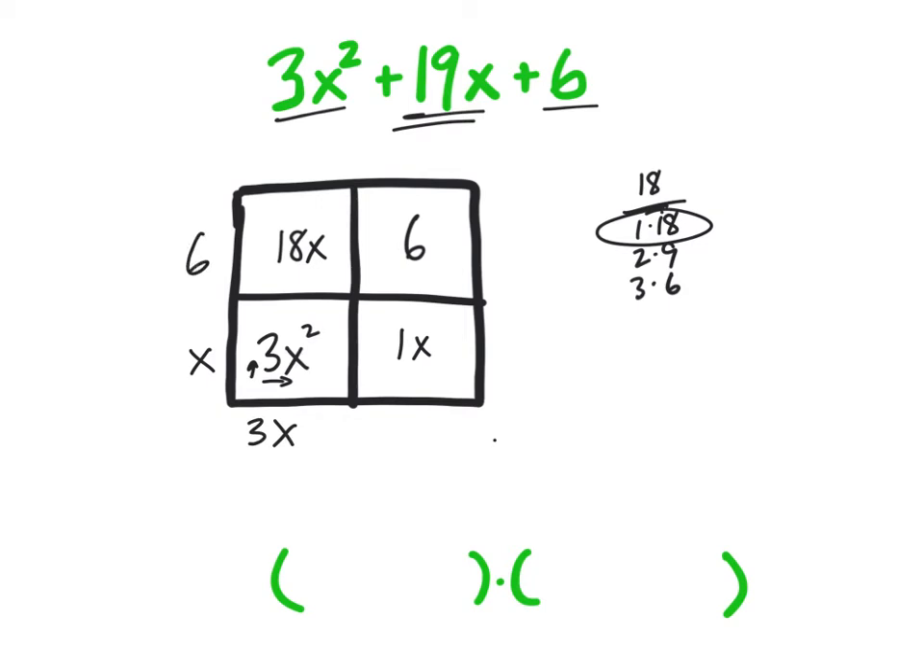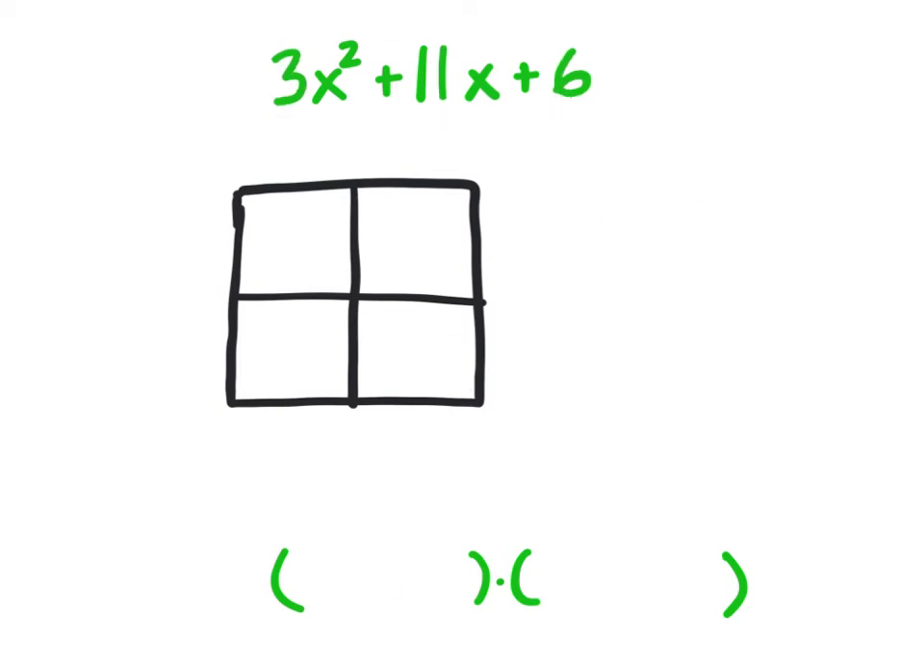6. 6 goes into 6 how many times? 1. And you can check that last box over here. That 1 times x gets you 1x. So we've got 3x as our base, plus 1. On our height, we've got an x plus a 6.